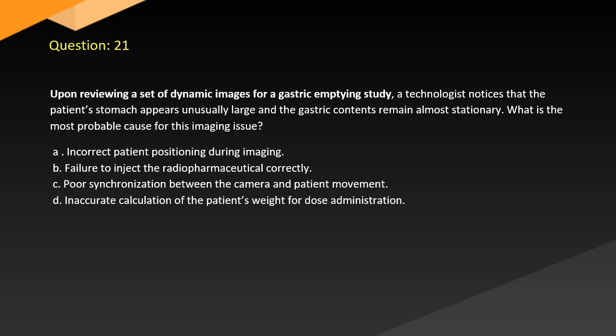Question 21. Upon reviewing a set of dynamic images for a gastric emptying study, a technologist notices that the patient's stomach appears unusually large and the gastric contents remain almost stationary. What is the most probable cause for this imaging issue? A. Incorrect patient positioning during imaging. B. Failure to inject the radiopharmaceutical correctly. C. Poor synchronization between the camera and patient movement. D. Inaccurate calculation of the patient's weight for dose administration.